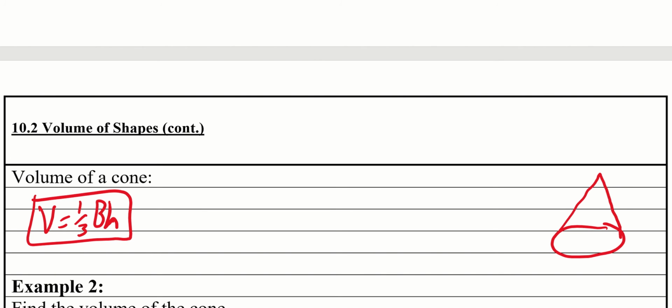In this case, our cone has a circular base, so the area of the base is always just going to be the area of a circle. So I could say volume equals 1/3 pi r squared times the height. Very similar equation to what we just saw with a cylinder, except 1/3 of it.